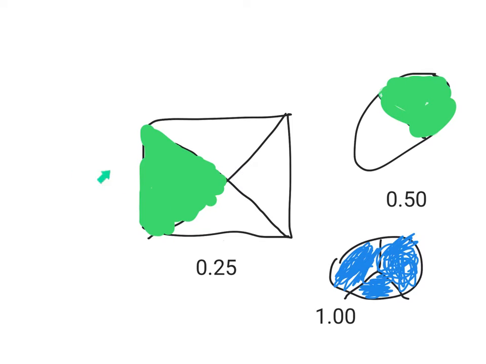As you can see here, this square has 4 triangles in it, and one of them is covered up, and that's 1/4 of it. This oval right here, 1/2 of it is filled up, so it's 1/2, and this thing right here is all filled up, so it's one whole.